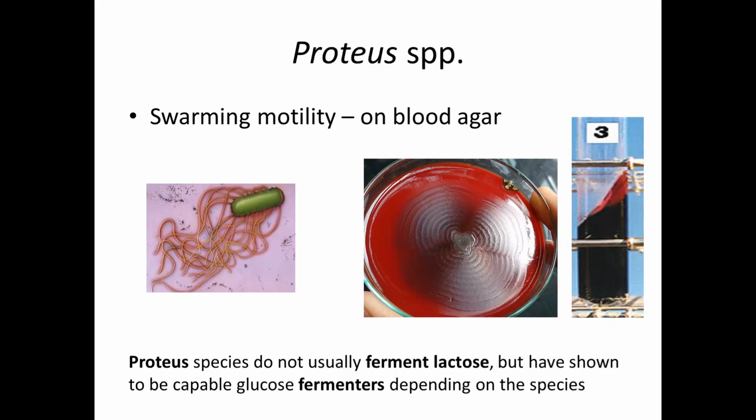KIA interpretation is very much important. So other organisms like Proteus species, as I said, are motile. Once we put them in the center of a blood agar plate and incubate, the next day we can see multiple waves around. It's termed swarming motility.